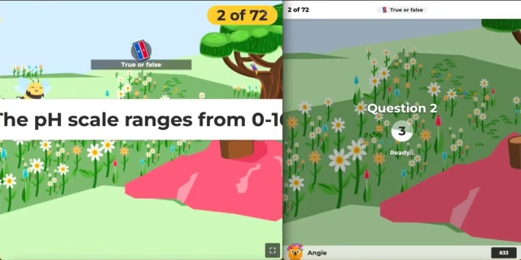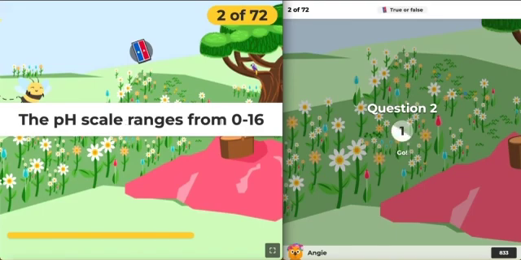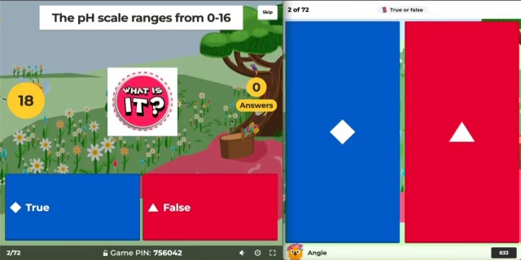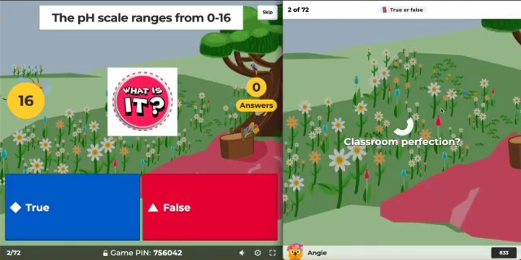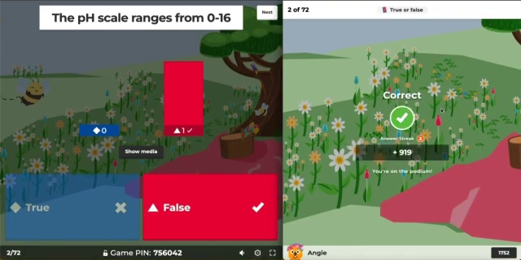Next question. The pH scale ranges from 0 to 16. That's actually false. It does not range from 0 to 16 at all. Not even close. That's a very broad range. It actually has a more specific range. It ranges from 0 to 14. So let's go on to the next question.